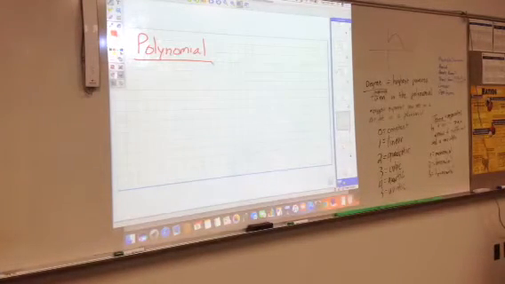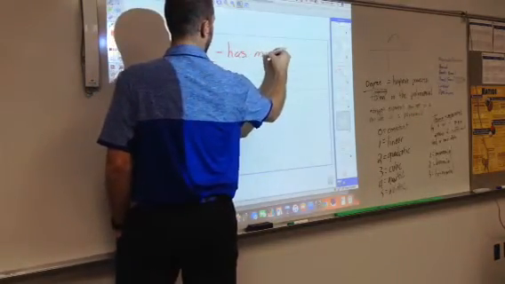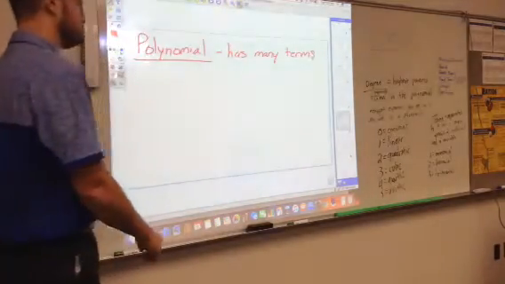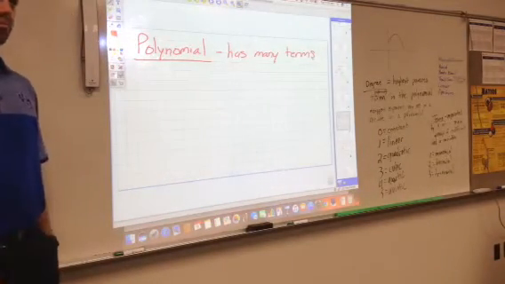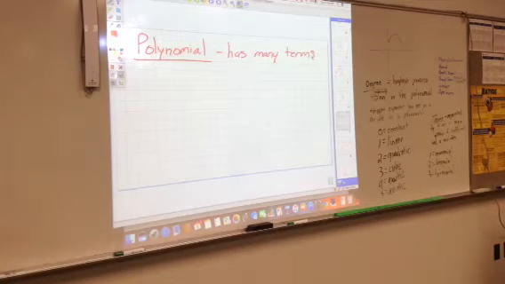Polynomial. Has many terms. Like a polygon, it has a lot of sides, right? Could have 3 sides, could have 4 sides, could have 5 sides. Could have 20 sides. Okay, means many.